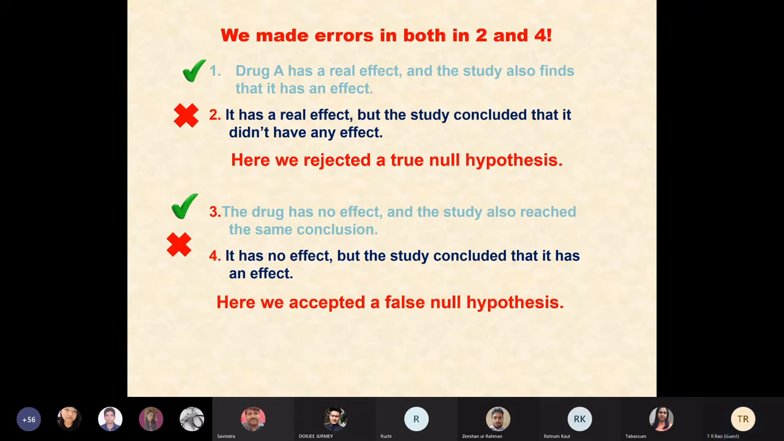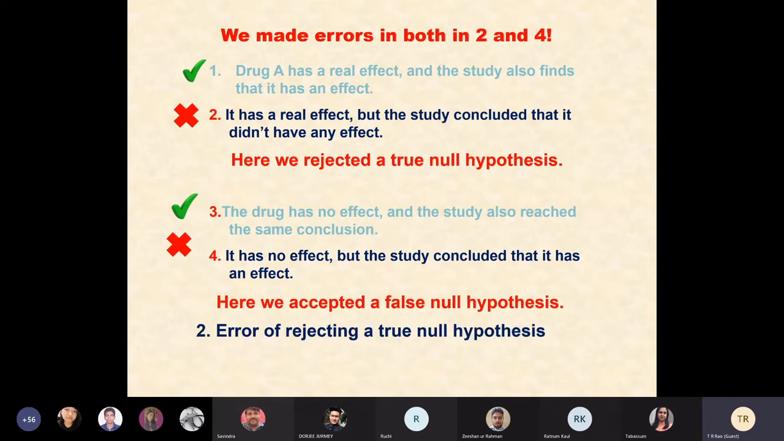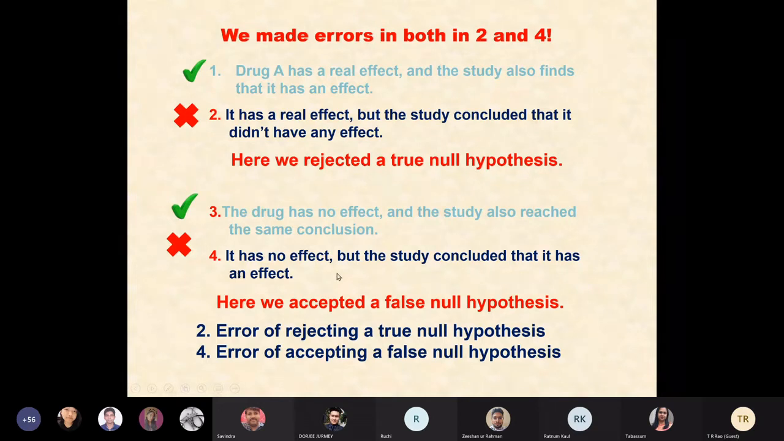What are those? The error of rejecting a true null hypothesis is the first error. The second one is the error of accepting a false null hypothesis, this 4th one. When there was no effect at all, which was the truth, you accepted that it has an effect. So in any statistical treatment of data, in any experiment you conduct, either of these errors is likely to happen, because you are trying to estimate population values based on your sample values.